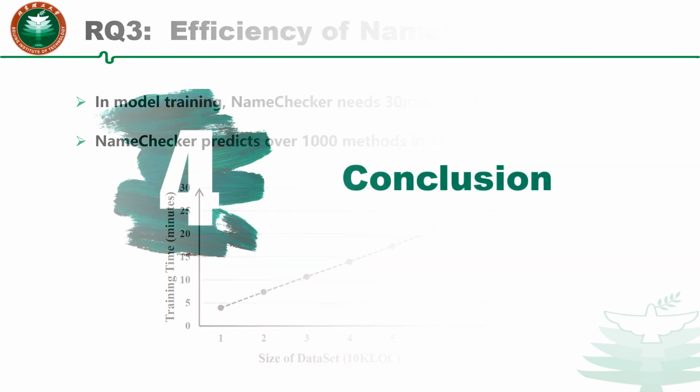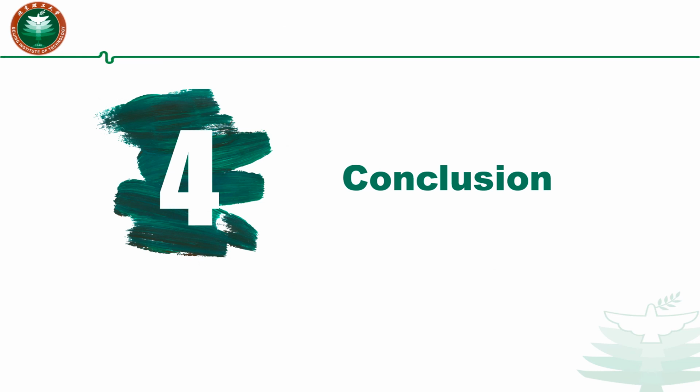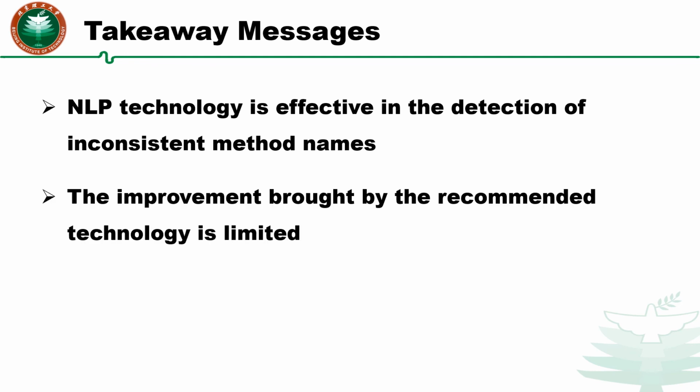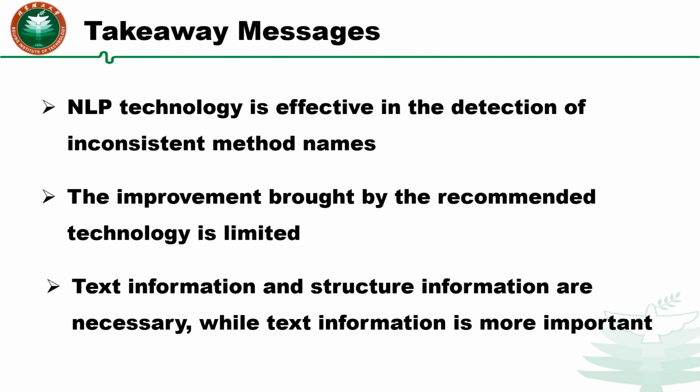And now we jump to the conclusion. First, natural language processing technology is effective in the detection of inconsistent method names. And second, the improvement brought by the recommended technology is limited. And third, the text information and structure information are necessary, while the text information is more important. Yeah, that's all.